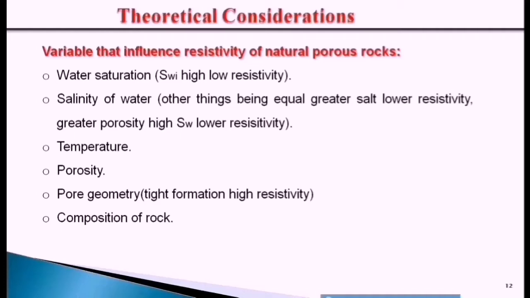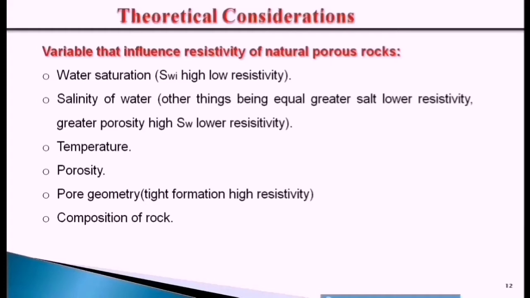So salinity of the water is also one of the variables that influence the resistivity. When we have a greater salinity, we will have low resistivity. Greater porosity, we will have high SW, and then we will end up with low resistivity. Also, the temperature could influence the resistivity. When we go down, the temperature increases, resistivity decreases, and salinity increases. And the porosity also influences the resistivity measurement.